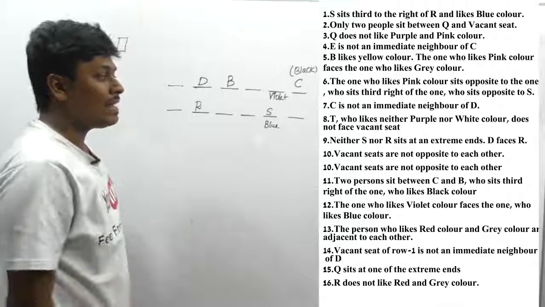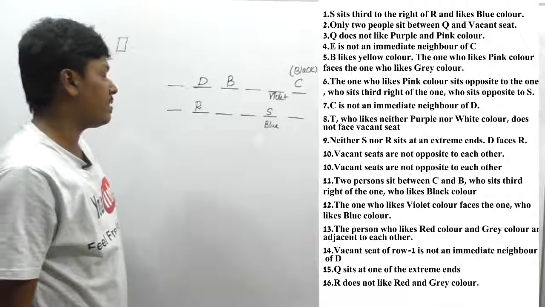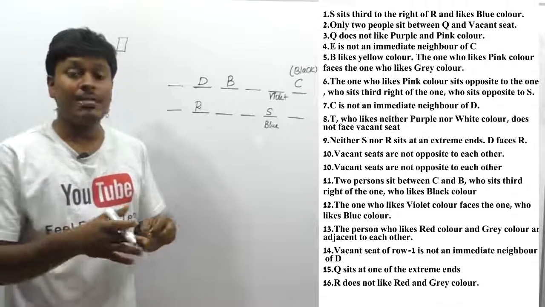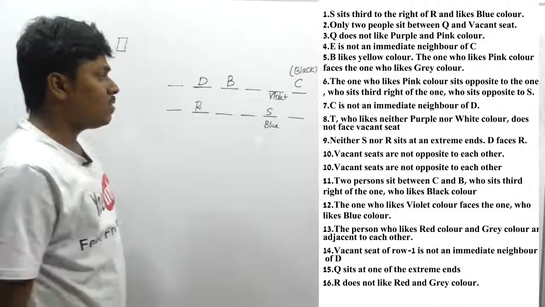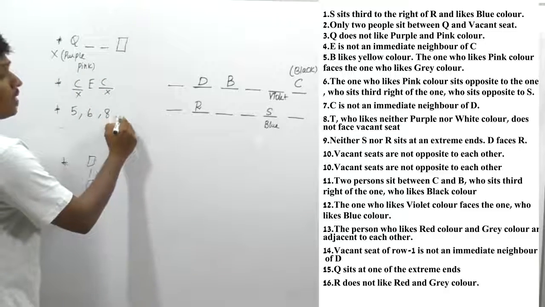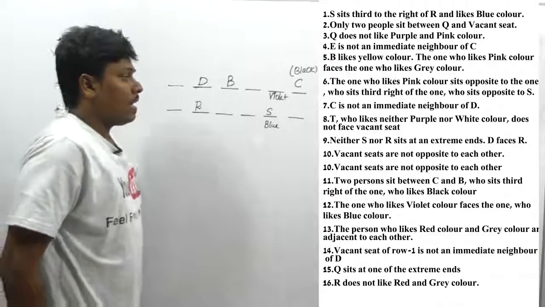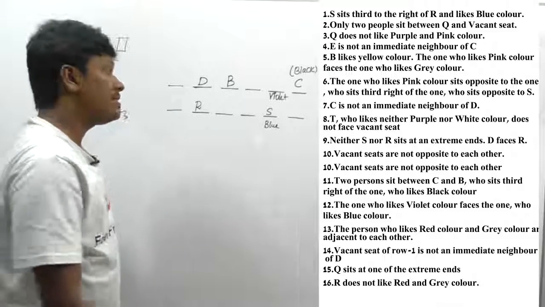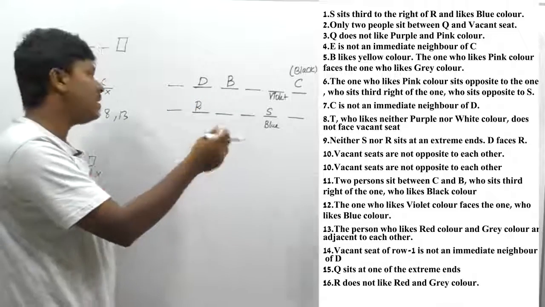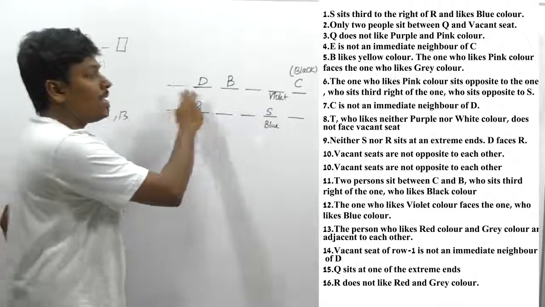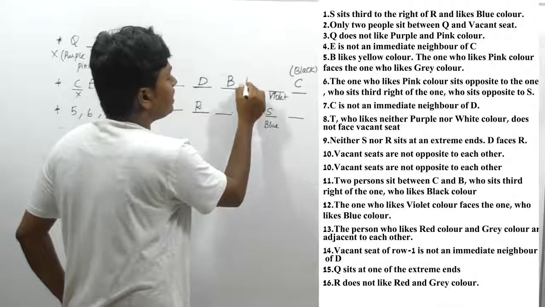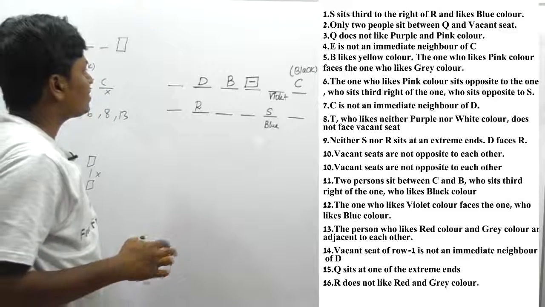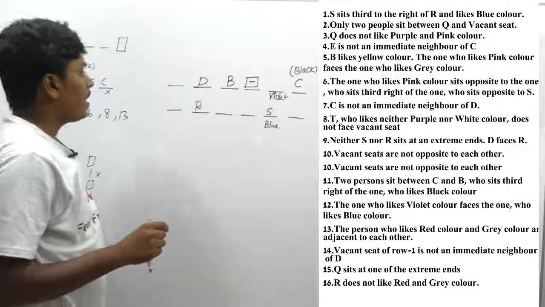The persons who like red and grey color are adjacent to each other. Friends, in point number 13 they have said that the persons who like red and grey are adjacent, that means immediate neighbors, right? I don't want to waste my time, so I can write it as point number 13, right? Okay. Point number 14, vacant seats of row number 1 is not an immediate neighbor of D. Friends, listen carefully. Vacant position should not be an immediate neighbor of D. So definitely vacant position can't be placed here, and vacant position should not be here. So I can definitely say that this is the vacant position, right? And okay, still we need to place two persons, that is A, and another person is E.